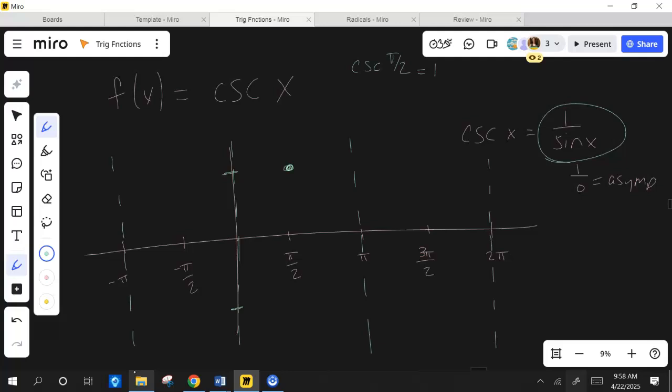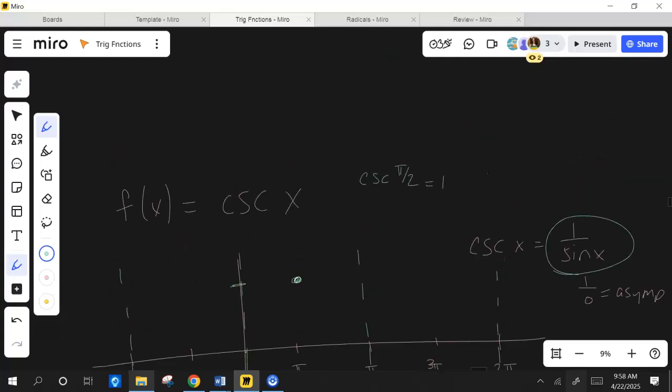Because this point at the top is 0, 1, yes? This is pi over 2. So sine of pi over 2 is 1. The cosecant of pi over 2, flip 1 over, it's also 1. The flip of 1 is 1. So this value is 1.